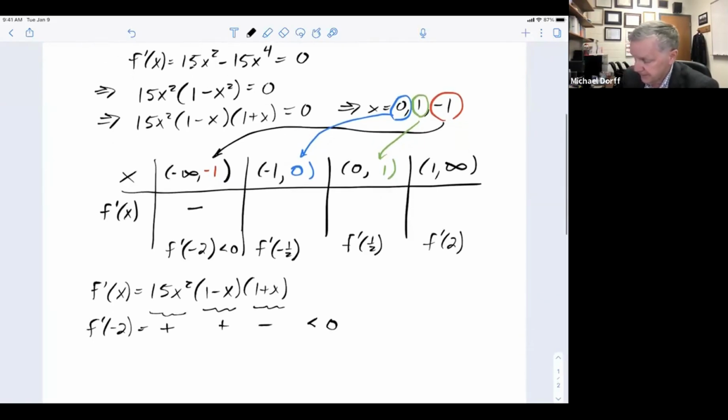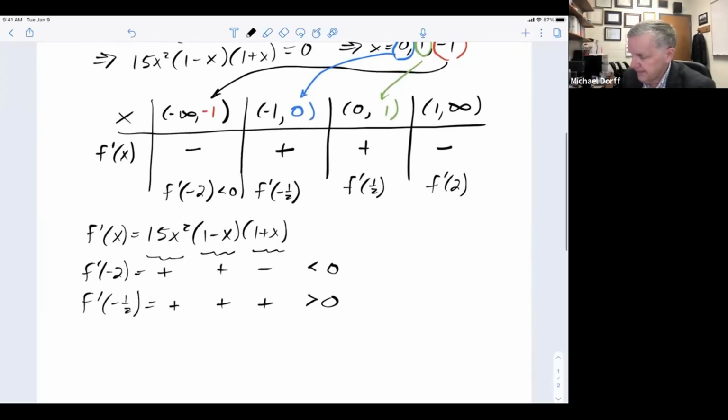And again, I just look at the value of my derivative at those points here. Here I'm going to get a positive value. Here I'm going to get a positive value, and here I get a positive value. So that's greater than 0. So I'm going to put a plus there. And likewise, if I keep doing this, I'll get plus and minus.